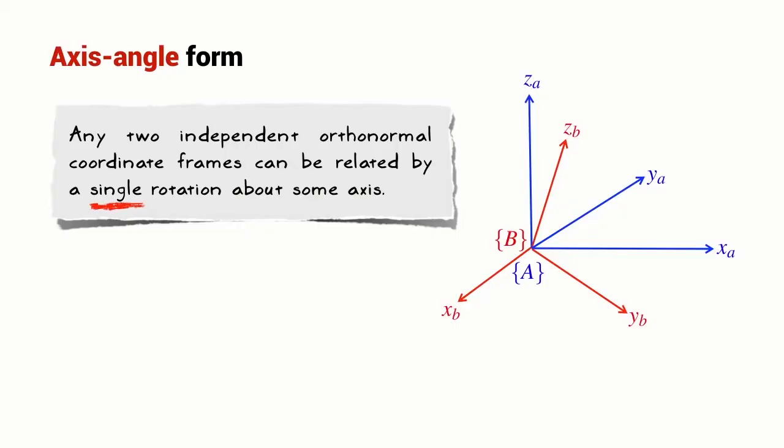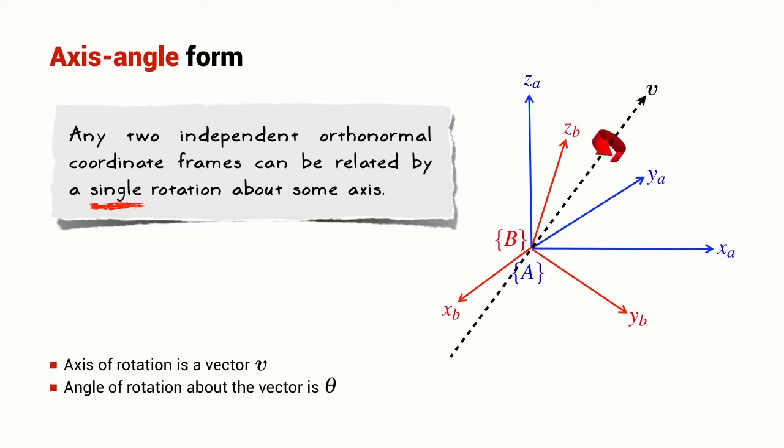Another way we can think about the relationship between these two frames, frame A and frame B, is that they are related by a single rotation about some arbitrary axis in space. So the challenge becomes to determine what this axis of rotation is. It's a vector we're going to define as v, and what's the amount of rotation around that vector, which I'm going to call theta. So the problem is to discover what v and theta are that allow us to rotate frame A into frame B.